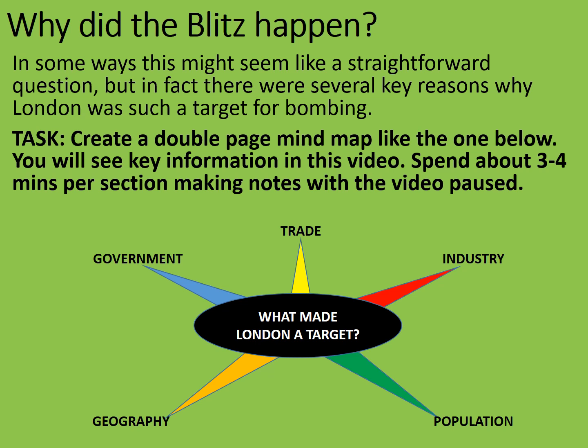You will find the information on this screen, and you'll be able to use about 3 to 4 minutes per screen to note down some facts for each one. So make sure you pause the video when you need to. First of all though, pause the video while you create your mind map, or write down the headings so that you can structure your notes. The overall heading is what made London a target, and the 5 subheadings are government, trade, industry, population and geography. Pause the video while you complete that.